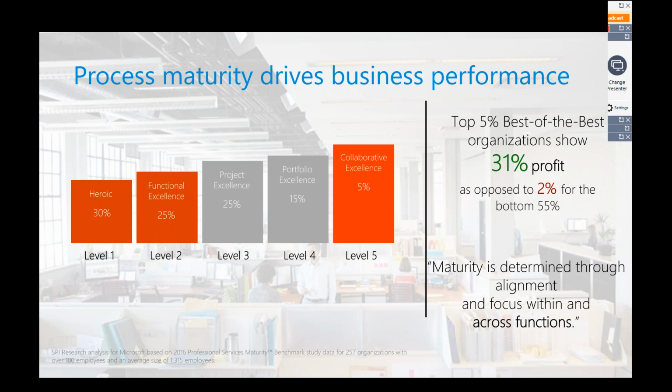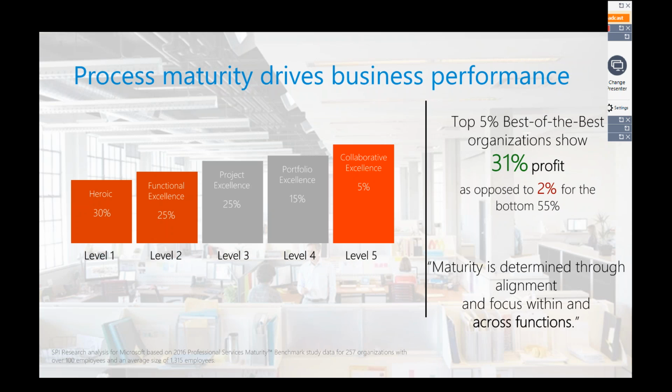The SPI research analysis found that the top 5%, the best of the best, the ones in that level 5 collaborative excellence area, show an average of 31% profits on their professional services, as opposed to a 2% loss on average for level 1 and level 2, which are the bottom 55%. There are real profit gains and financial motivations to getting better and more mature at this function.